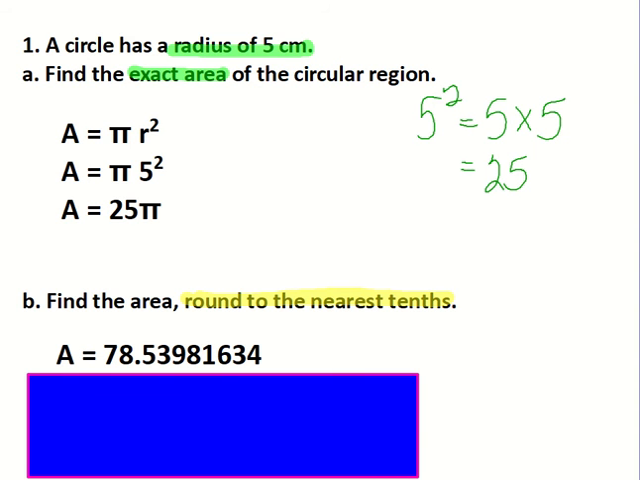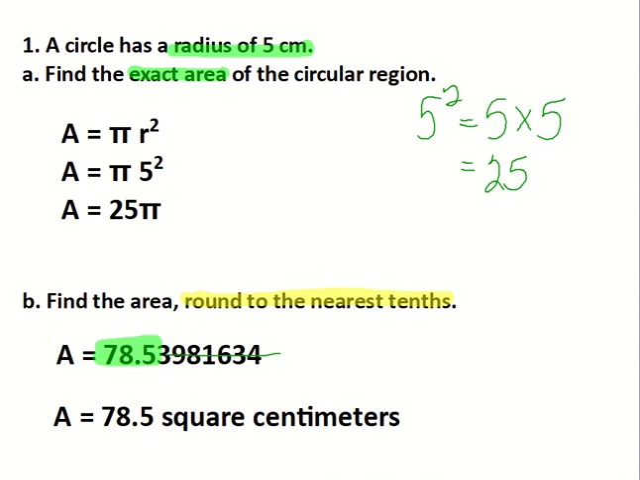Doing so, I get the following: 78.5398164 approximately. And now I have to look at rounding. So since I'm rounding to the nearest tenths, you have a 5 in the tenth spot. So when I round, I'm going to look at the number that comes right before the 5, which is a 3. So the rule says if it's 4, 3, 2, 0, or 1, you're going to drop. So I'm going to drop. And my answer would be 78.5 square centimeters.